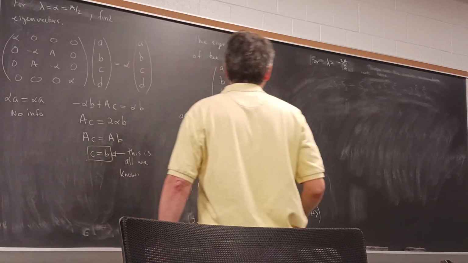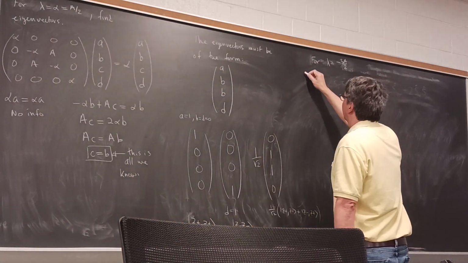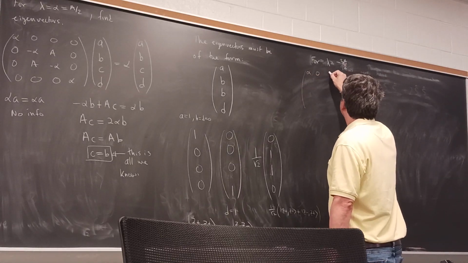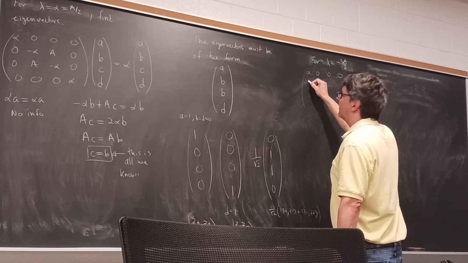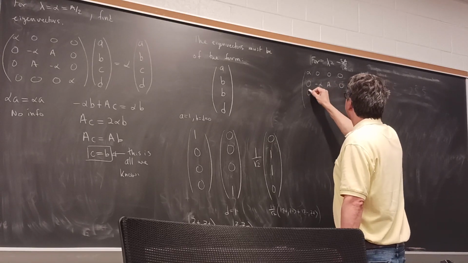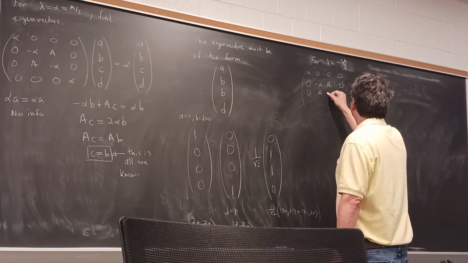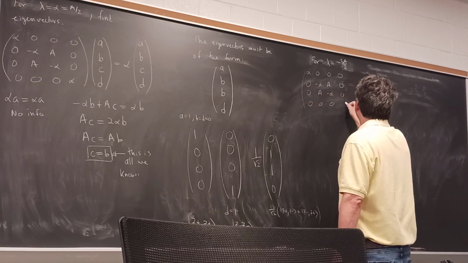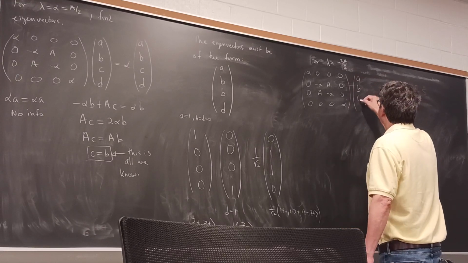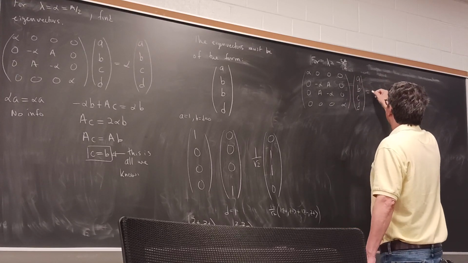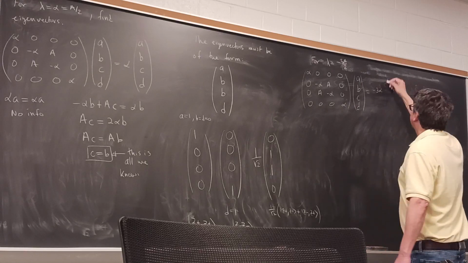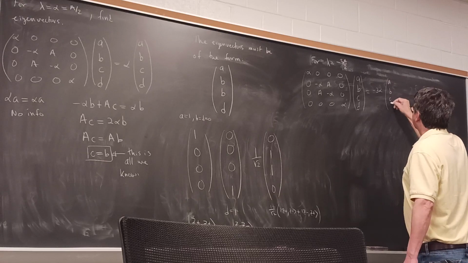let's just go ahead and write it out here, so we have alpha 0 0 0, 0 minus alpha a 0, 0 a minus alpha 0, 0 0 0 alpha, operating on a, b, c, d, and this has to be minus 3 alpha times a, b, c, d.